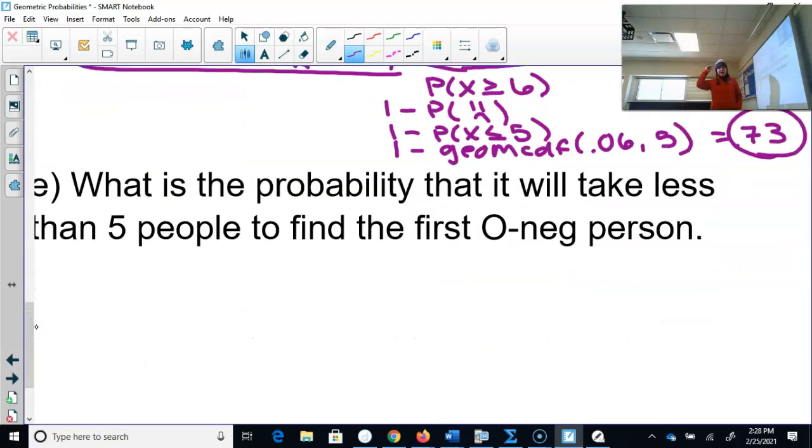All right, the last problem, ladies and gentlemen, and I am going a little bit faster, so make sure you're stopping where you need to and rewatching, re-listening, or writing down questions when you need to. What is the probability that it will take less than 5 people to find the first O negative person?